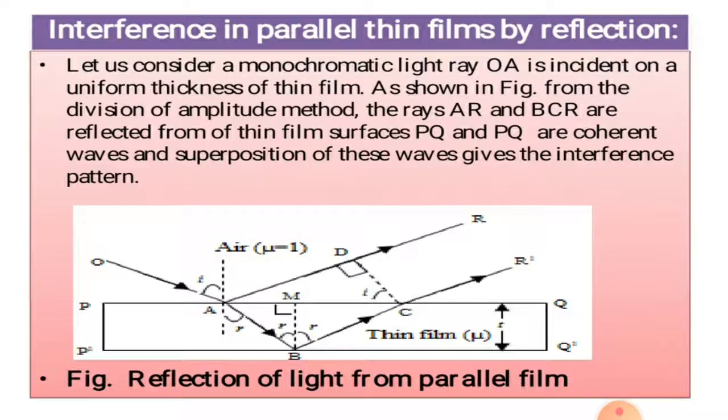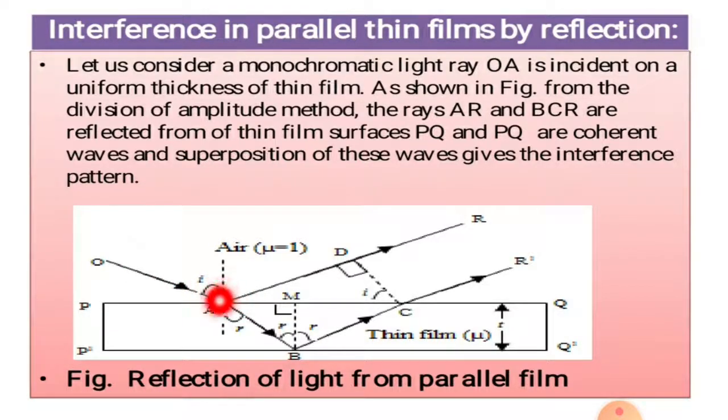For this, we consider a film of uniform thickness. It has a refractive index mu and thickness T. It has upper surface PQ and the lower surface P dash Q dash. Now, a monochromatic light wave of wavelength lambda is incident on the upper surface of the film, and this light ray is incident on the upper surface at a point A.